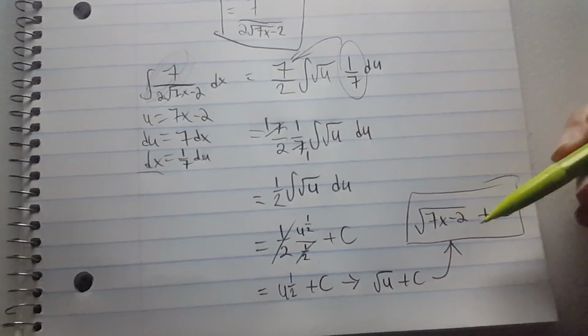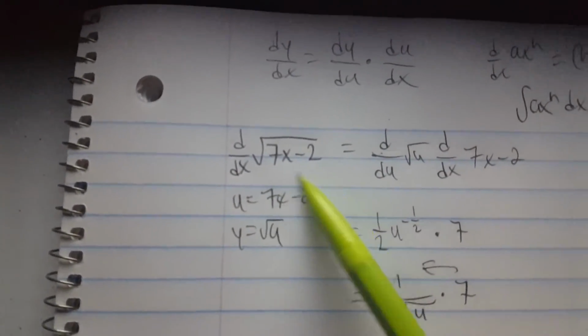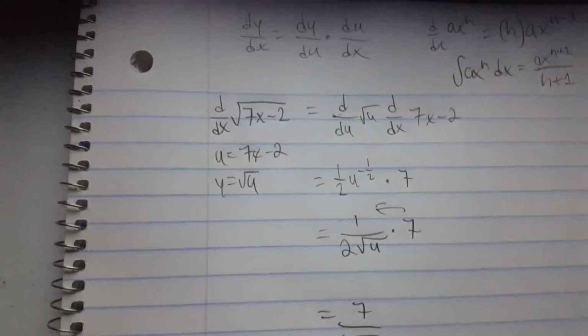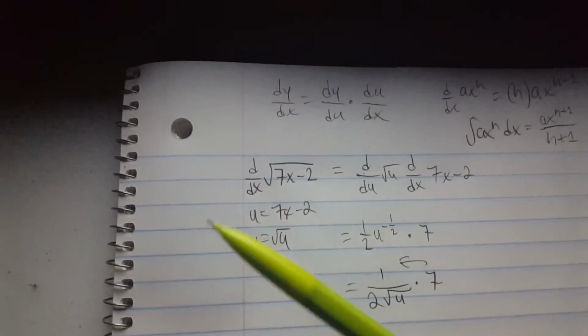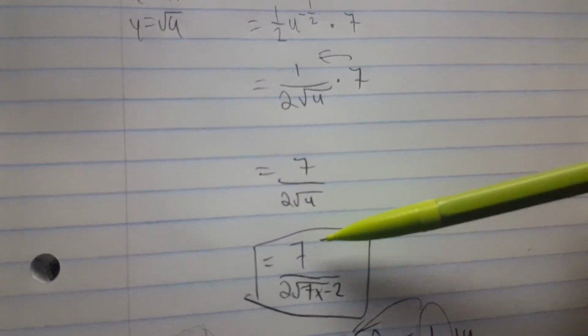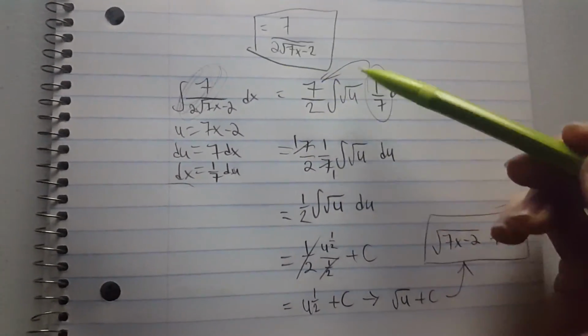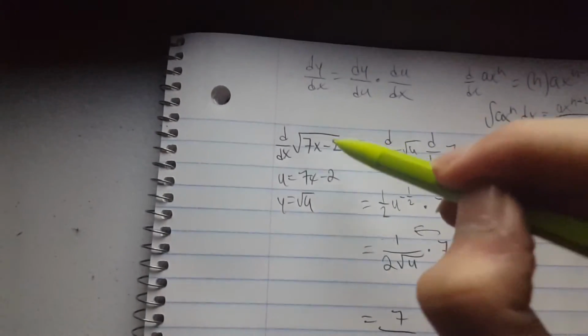Now when you compare this, you notice it's exactly the same as the original function prior to differentiation. Therefore, we have proof that the derivative of the square root of 7x minus 2 is 7 over 2 radical 7x minus 2. As you see, integrating it down here led us all the way back to our original function, which is right here.